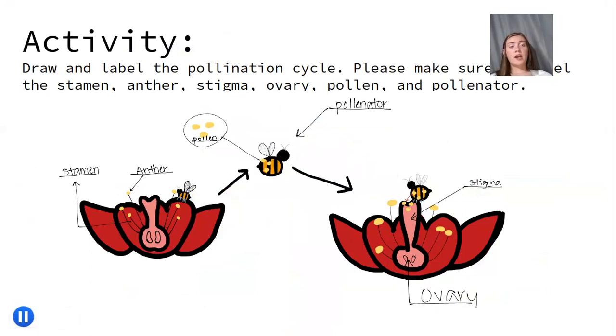Just remember, get creative. You don't have to color it. Just draw and label the pollination cycle. And if you have any questions, please let me know.